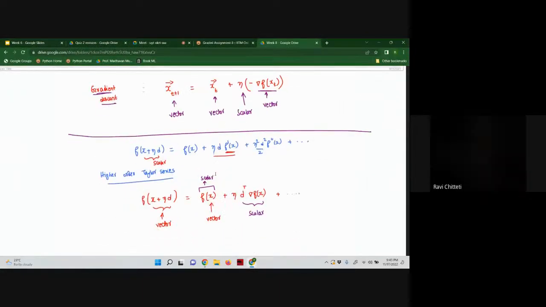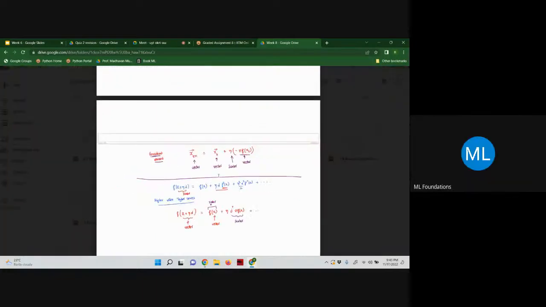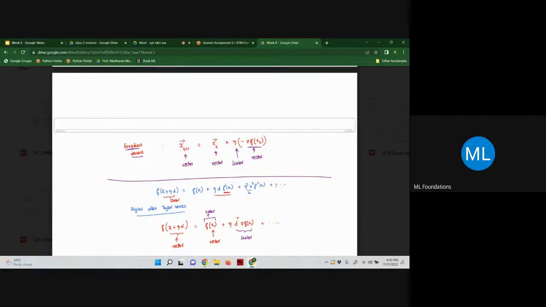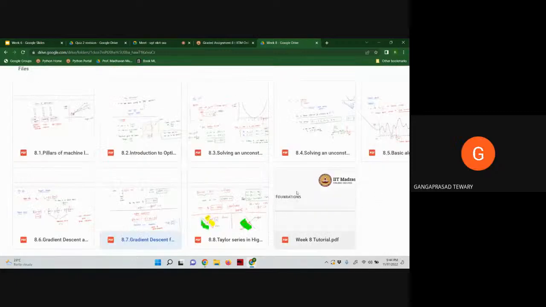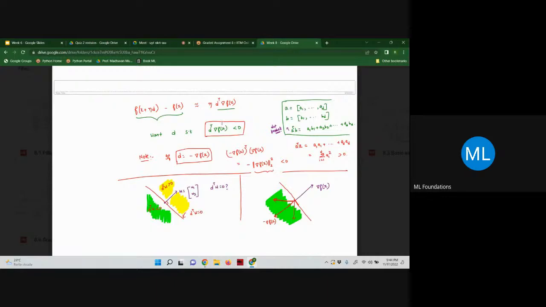If I talk about the x, y, and z axes, x1 and x2 can represent the x and y axes, and the third one is where I'm actually seeing my f of x. The moment x1, x2 come in, we have started dealing with multivariable functions. Those parameters you are just representing as a vector.